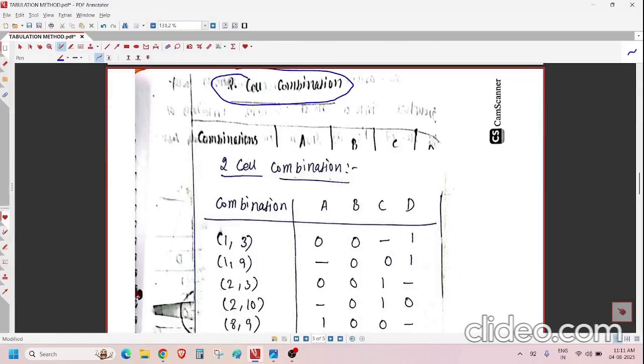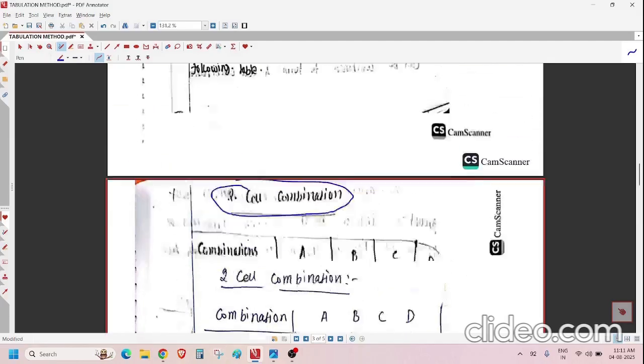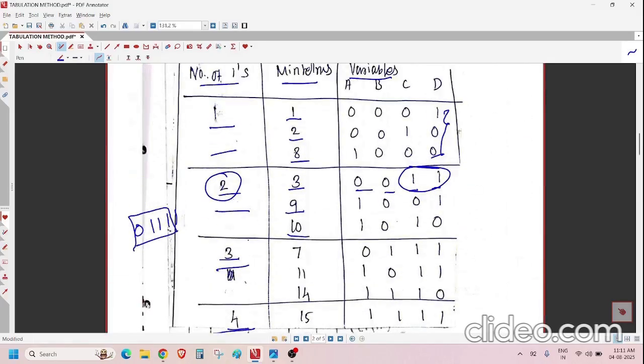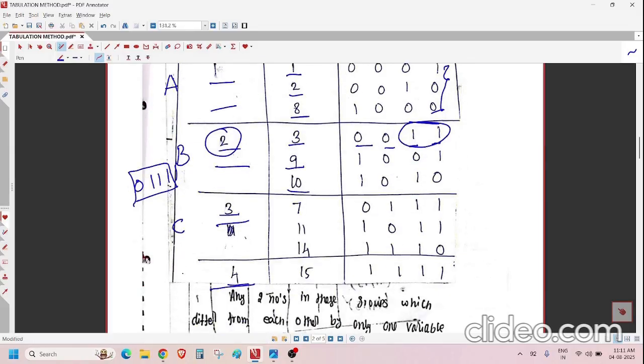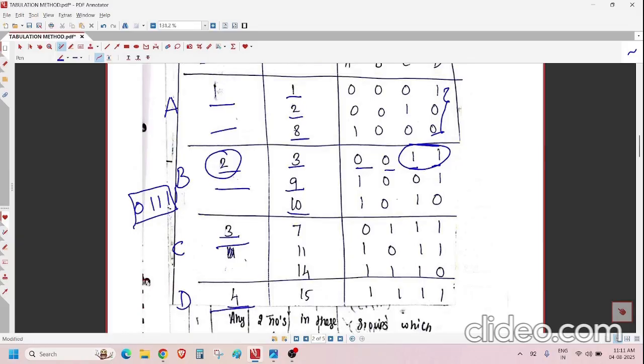So what we have to do in the two cell combination: from the second table we are moving to the two cell combination table. Let me take this row as A, this row as B, this row as C and the last row as D. Now we have to compare A with B, B with C and C with D.